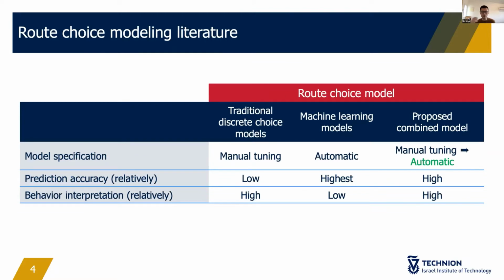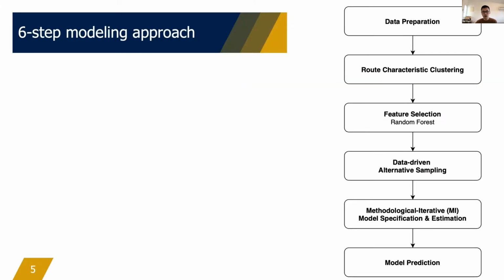So about the route choice models. Traditional discrete route choice models can provide rich behavioral interpretations, but specifying an appropriate utility function is difficult. Machine learning models have proven their robust prediction ability, but with relatively poor ability for behavioral interpretation. Our proposed model is one of the few studies that combines machine learning techniques with traditional discrete choice models, which not only provides rich behavioral interpretations, but also high prediction accuracy. Our proposed methodology is a six-step procedure for choice set generation and route choice modeling.